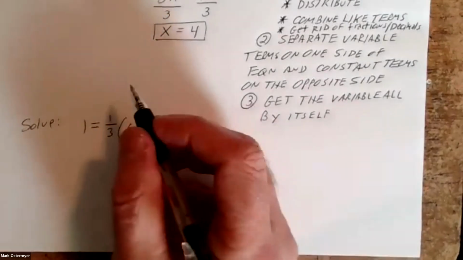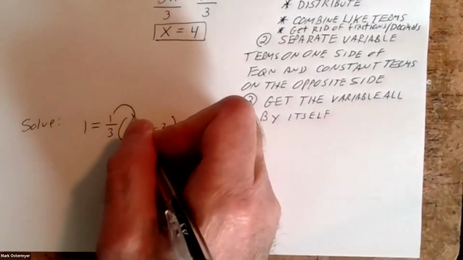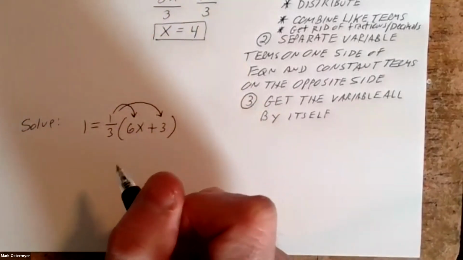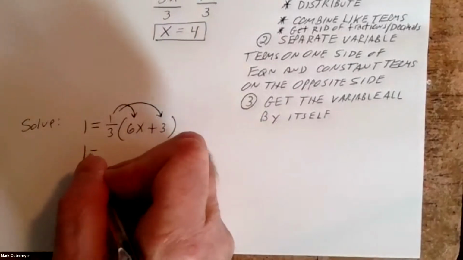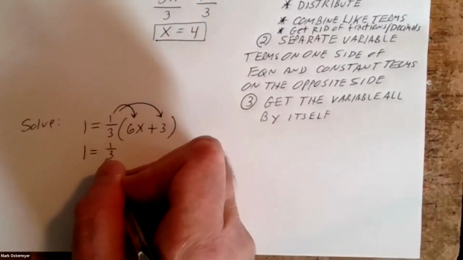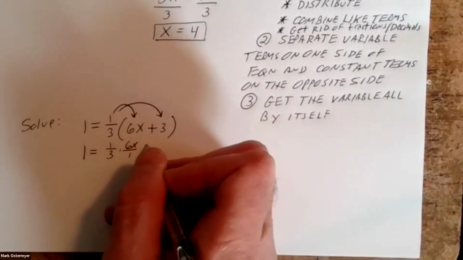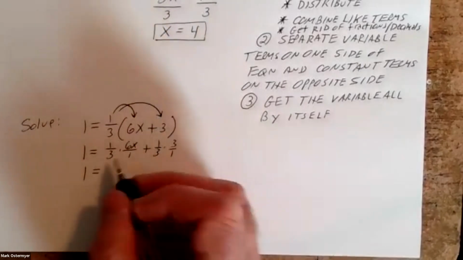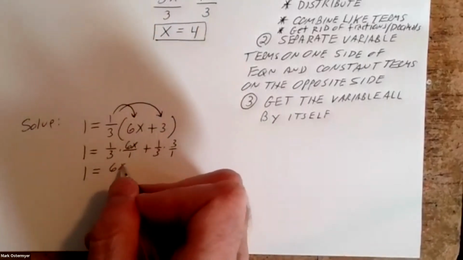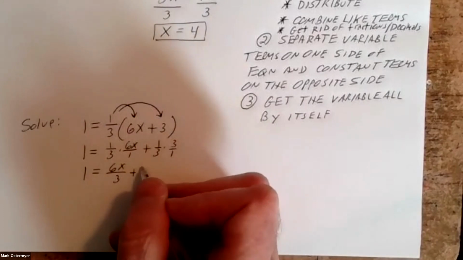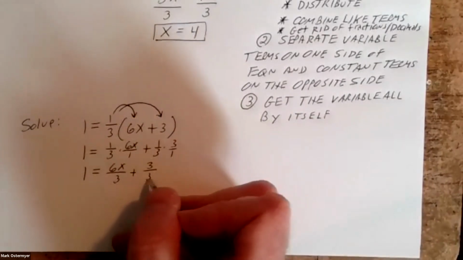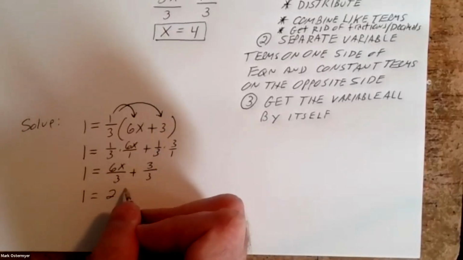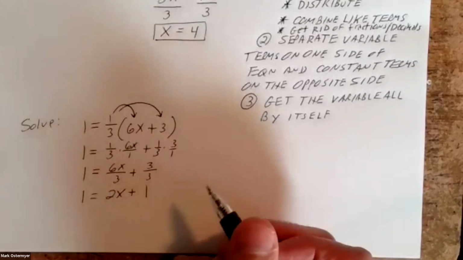The first move is we're going to have to distribute the 1/3 inside the parentheses here. So we've got 1 is equal to 1/3 times 6x plus 1/3 times 3/1. So we've got 1 is equal to, now 1/3 times 6x is 6x over 3. 1/3 times 3/1 is 3/3. But 6x over 3 reduces down to 2x, and 3/3 reduces down to 1.